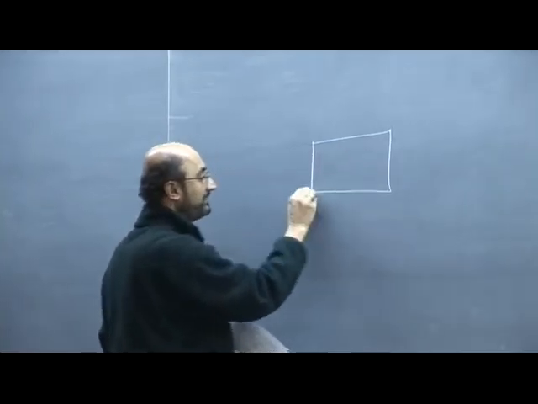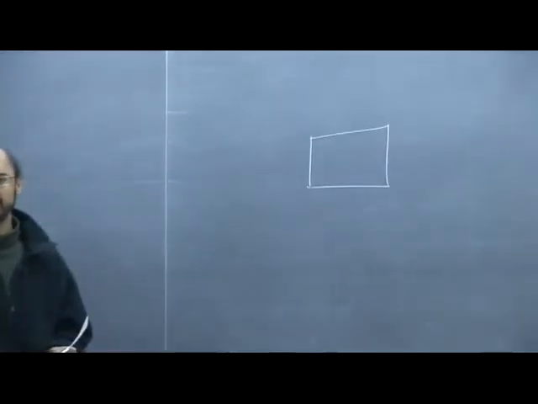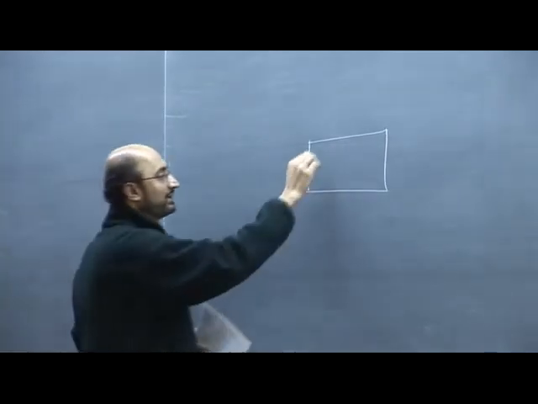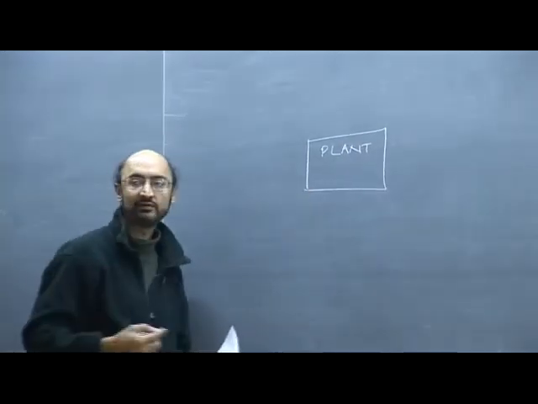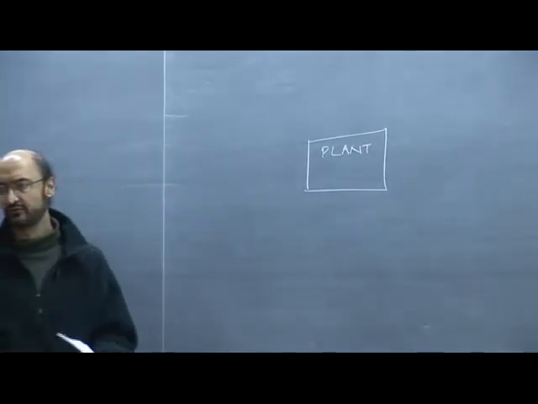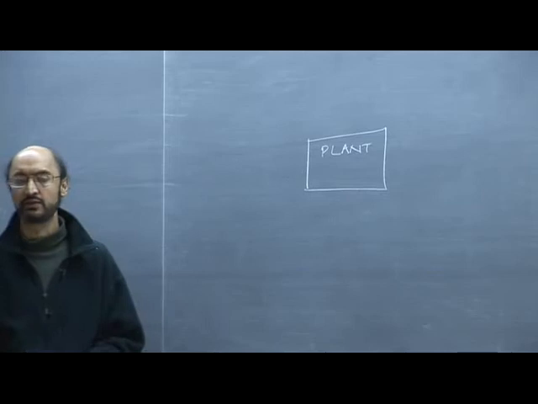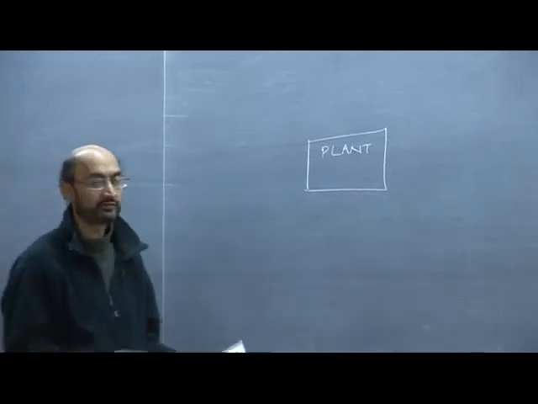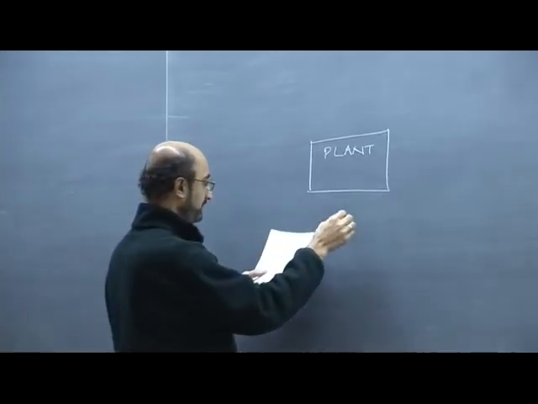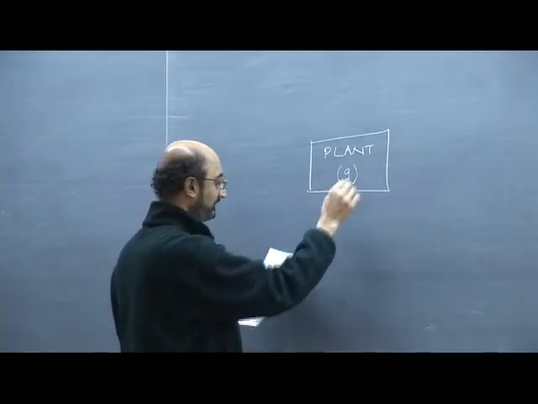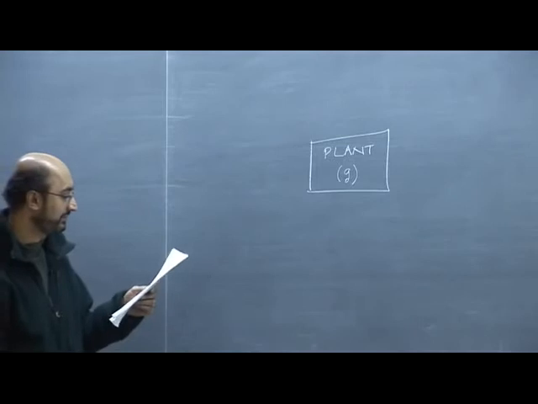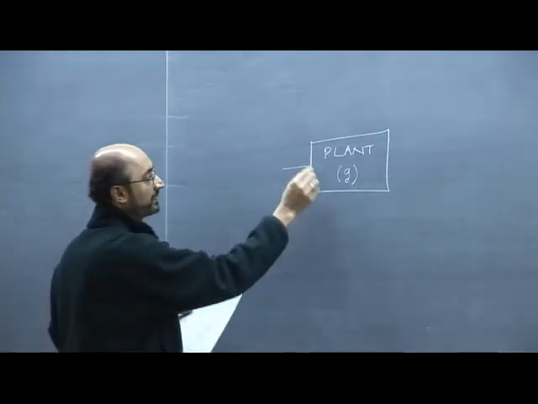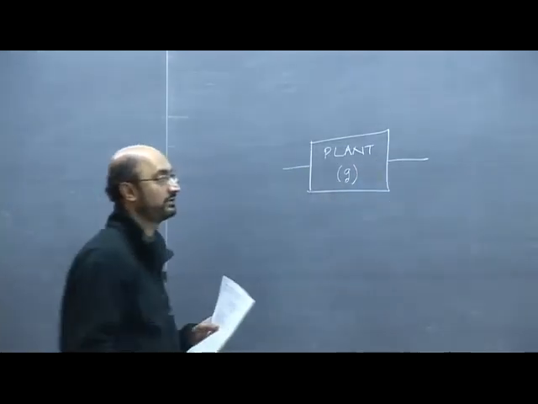So the main thing we care about is the system that's being controlled, and we call that the plant. And this comes from the fact that control systems were initially designed for factories, chemical plants, things like that. And so this is the plant, and the small g is the time domain description of the plant. So the plant basically has a bunch of inputs coming in and a bunch of outputs going out.